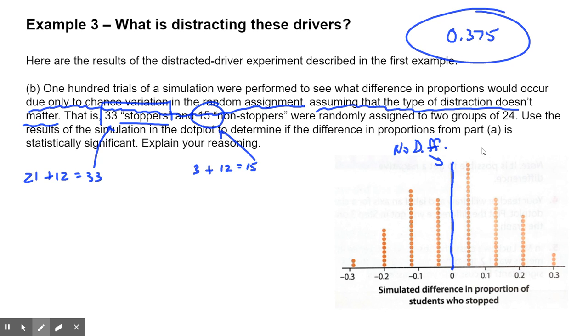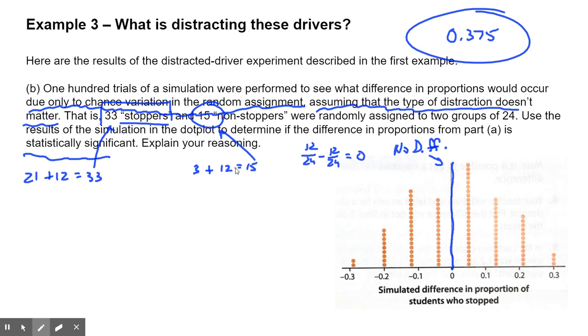That would be 12 out of 24, right? 12 out of 24 minus 12 out of 24 every time. No difference. And again, notice that really didn't ever happen, right? There's always less than or greater than 0. So you can see how unlikely that is. So again, use the results of the simulation on the dot plot to determine whether the difference in proportion from part A is statistically significant.